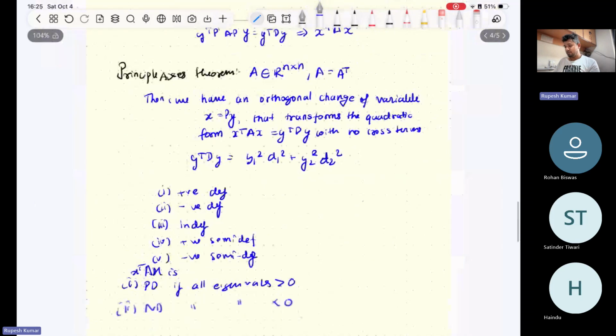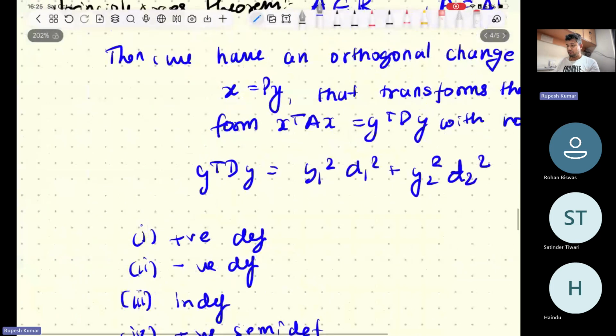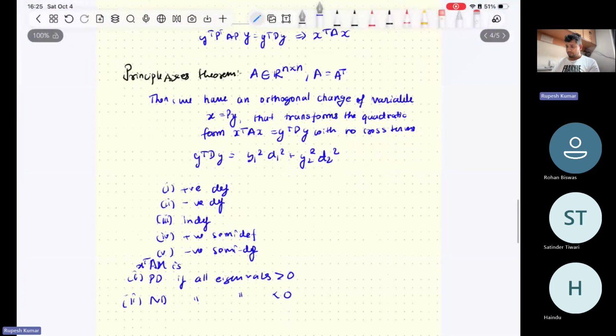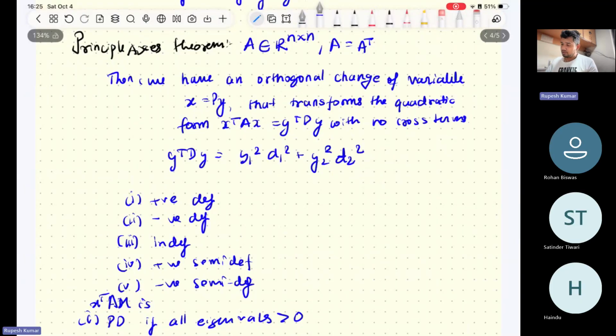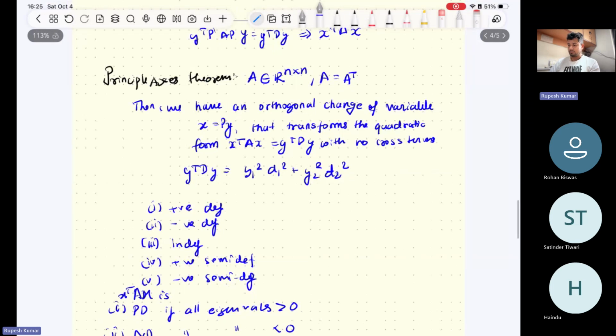After this, I will define some terms and it will depend on the properties of the matrix. Now, this is the principal axis theorem that transforms the quadratic form: if we have an orthogonal change of variables, x can be transformed with Py, which gives the quadratic form with no cross terms, which is d1 y1 squared plus d2 y2 squared. Basically, you can transform the form into some sort of new form, right?